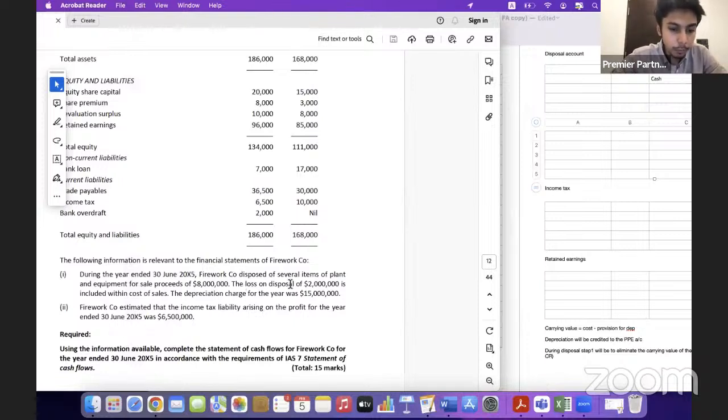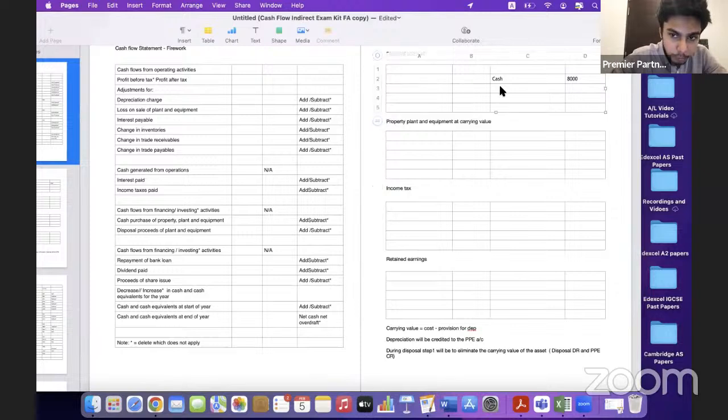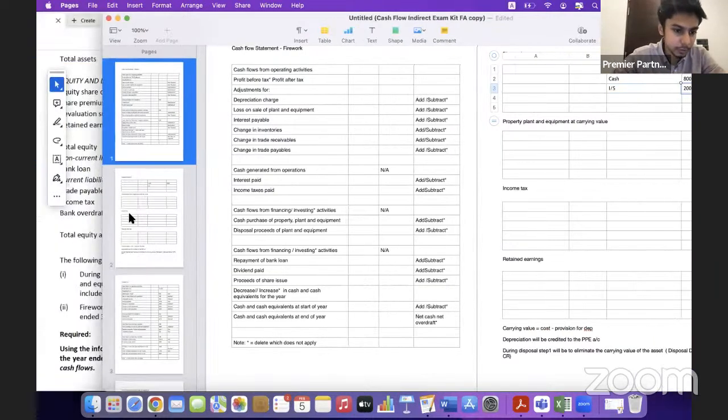The loss on disposal is 2 million, which is included within cost of sale. That's not a big problem, but just remember loss on disposal. So guys, remember loss on disposal is supposed to be marked on the credit side of the disposal account, because normally loss is an expense, no? So expense means income statement debit, our disposal account will become credit. So loss on disposal, let me mark it over here, 2 million. Done. Then let's check and see what else the adjustment has given to me.